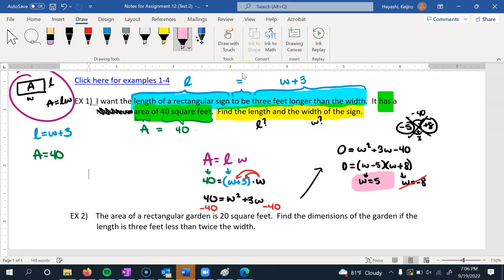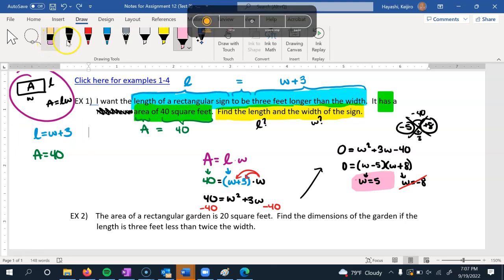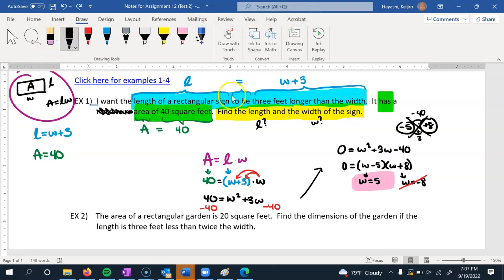Okay, so W equals 5. Half of our answer is here. The other part of our answer, what the length is, is actually quite easy to get because we have this equation. The length is whatever the width is plus 3. If the width is 5, then adding 3 gives the length of 8. So L equals W plus 3, which is 5 plus 3, which is 8. So the width is 5 and the length is 8.